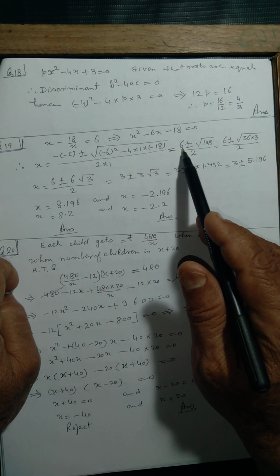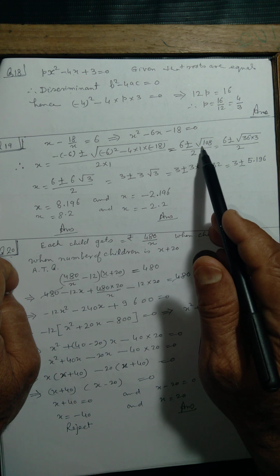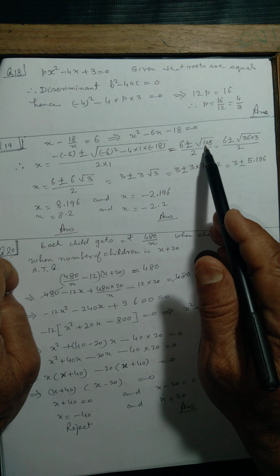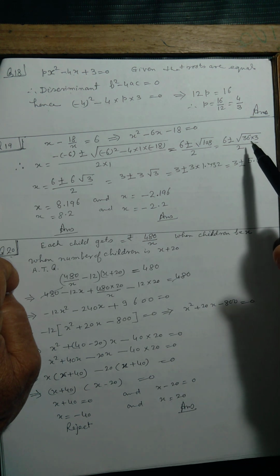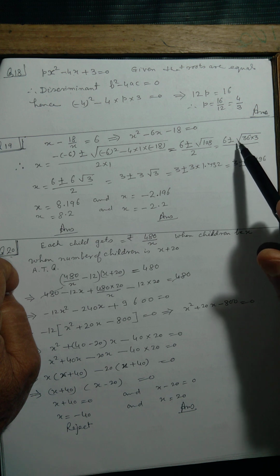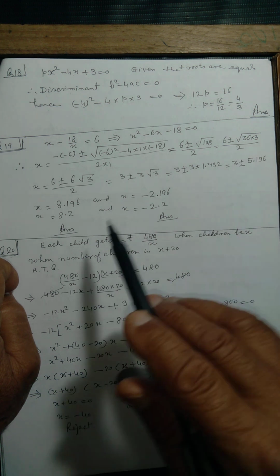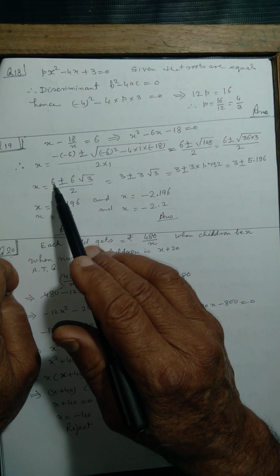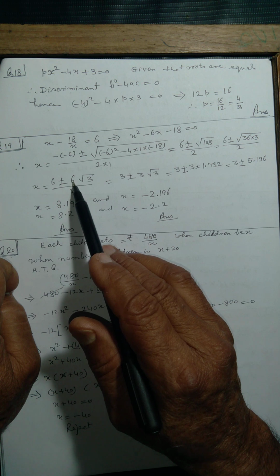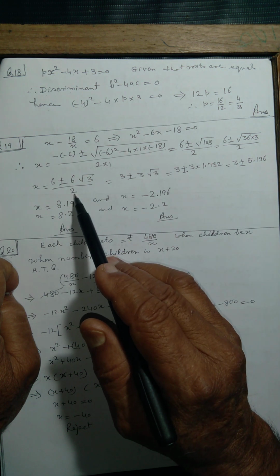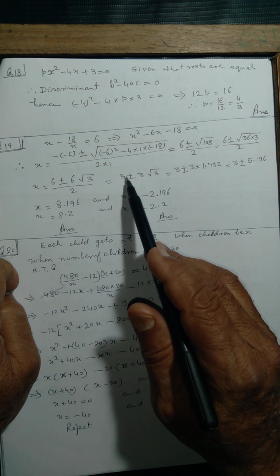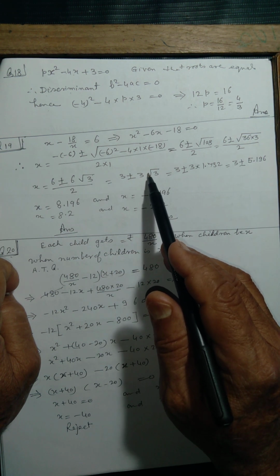So this will become 6 plus minus root 108 divided by 2, and this 108 can also be factorized like this, 36 into 3. So the square root of 36 will be 6. We can take it out of the root. So x will be equal to 6 plus minus 6 root 3 divided by 2. And when we divide it, this will get 3 plus minus 3 into root 3.